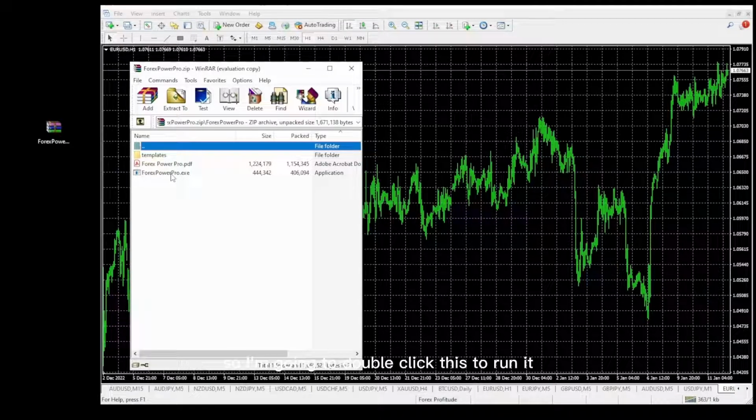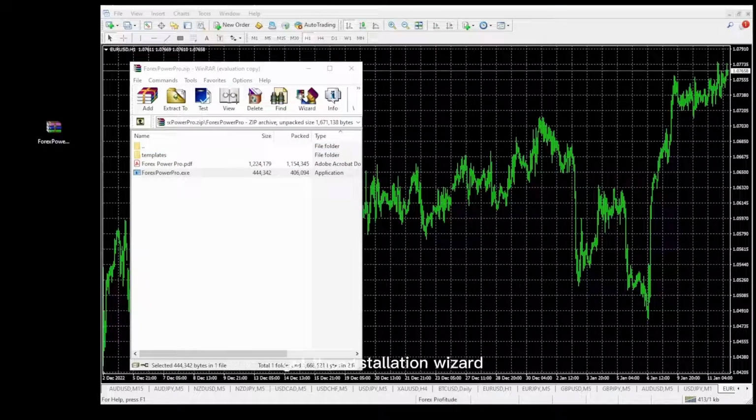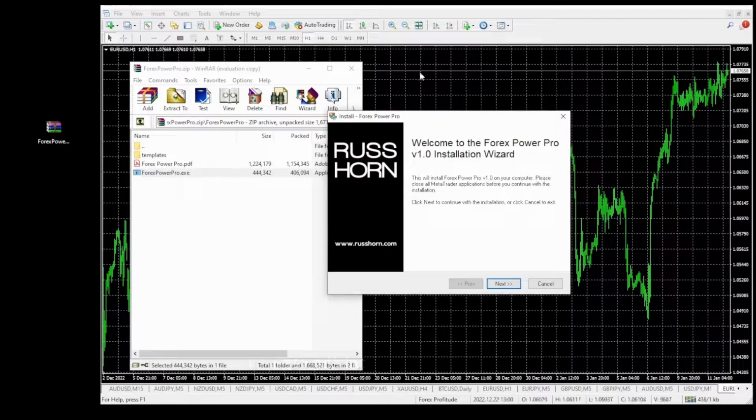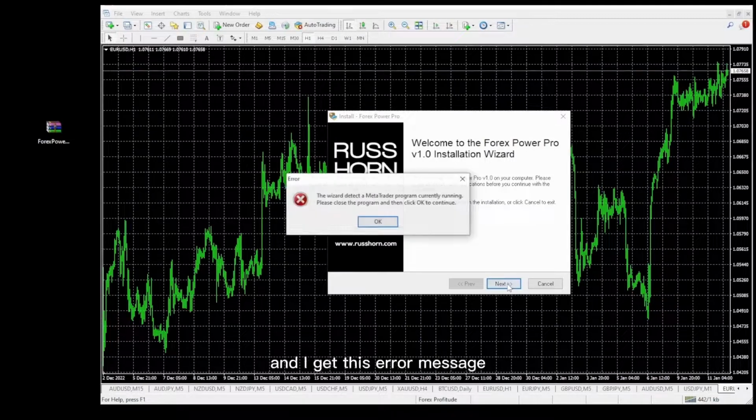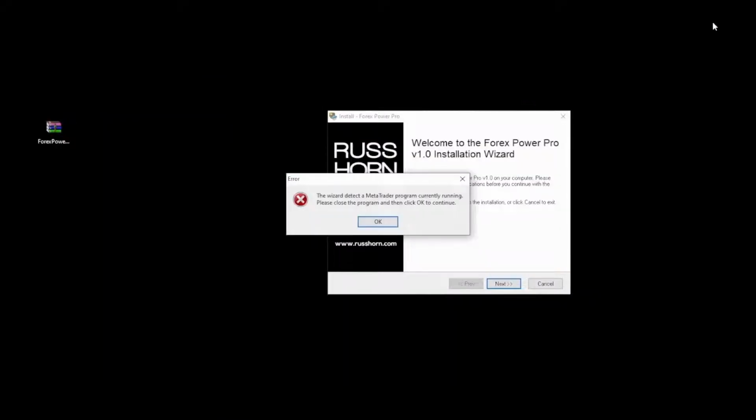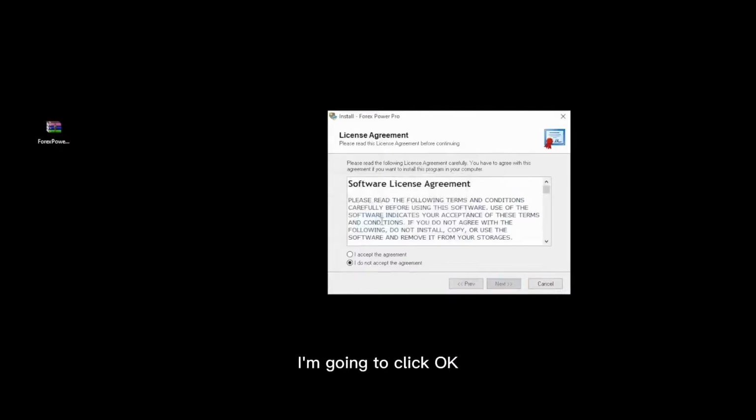So I'm going to double click this to run it. And with that, I get this installation wizard. Now I'm going to close the zip file, and on the installation wizard, I'm going to click next. And I get this error message. This is the installation wizard detecting that there is a MetaTrader program currently open. So I'm going to close this MetaTrader platform simply by clicking the X. And with that closed, I'm going to click OK.